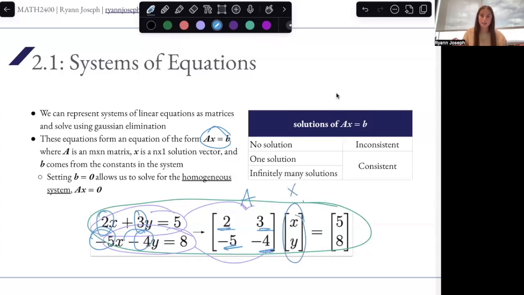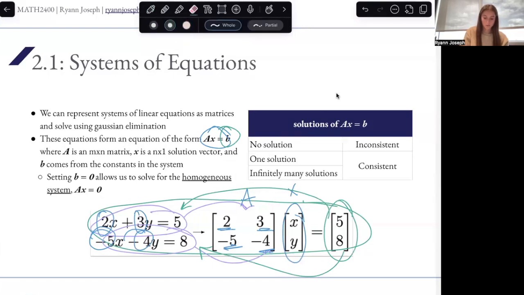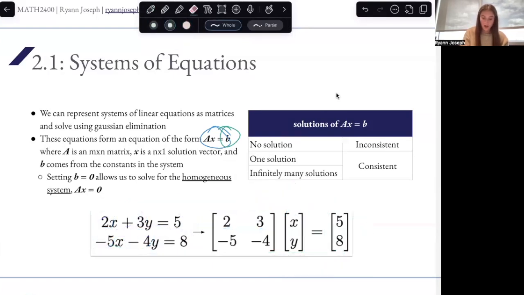In this case, we use X to describe it, whether it's X, Y, Z, or X1, X2, X3, it doesn't really matter. The letter doesn't have to correspond exactly. And then B is going to be what our system is set equal to. In this case, each of these equations is set equal to 5 and 8 respectively. So in our B vector, we're going to have 5 and 8. Let me get rid of all my writing.